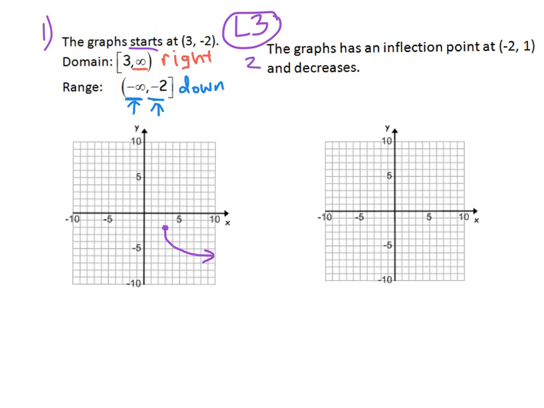Now number 2 says the graph has an inflection point at -2, 1. So -2, +1 would be right here. And since we know it's an inflection point, we know it's a cube root function. And it also says that it's decreasing. All right, so if it's decreasing, I can't go up and to the right. I'm going to have to go up and to the left. And then we're going to go down and to the right. So that is a decreasing function with the inflection point at -2, 1.